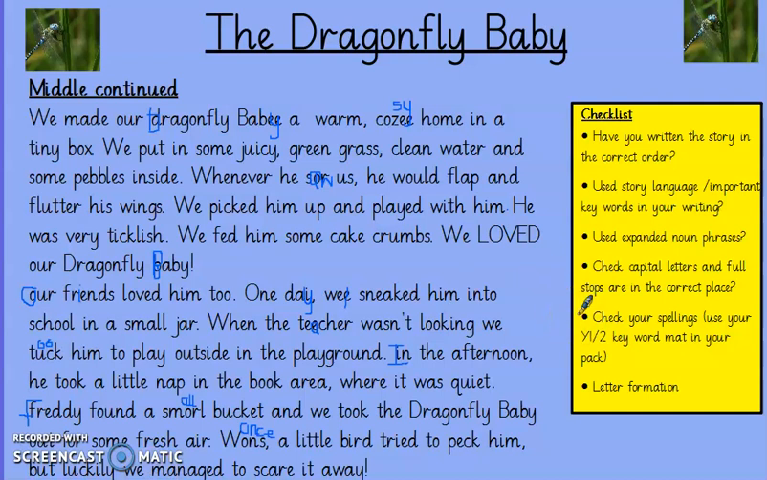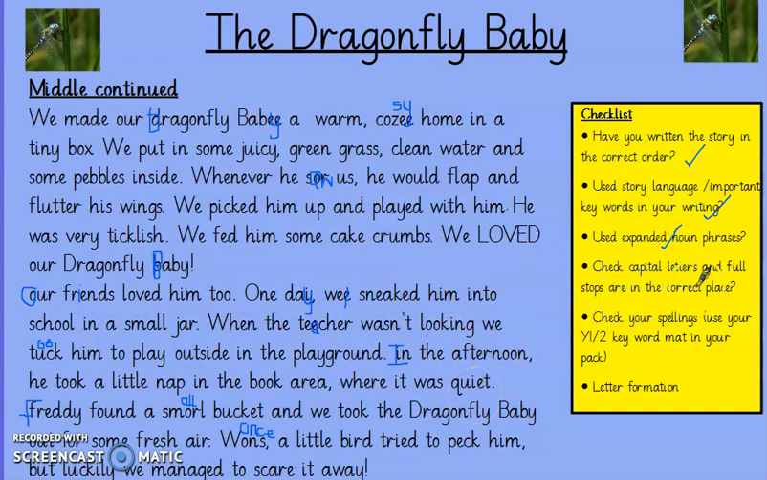Now use your checklist. Have you written the story in the correct order? Now, I can only just check this bit because I've not got my ending written here, because otherwise it would take me very long to model this, but I'm just showing you with the middle section. So I will tick that because that's what I've done. Have I used story language and important keywords in my writing? I have. Have I used expanded noun phrases? So I've got juicy green leaves, warm, cozy home. Okay. So I'm going to give that a tick, but there may be many more there, but I'm rushing through this now.